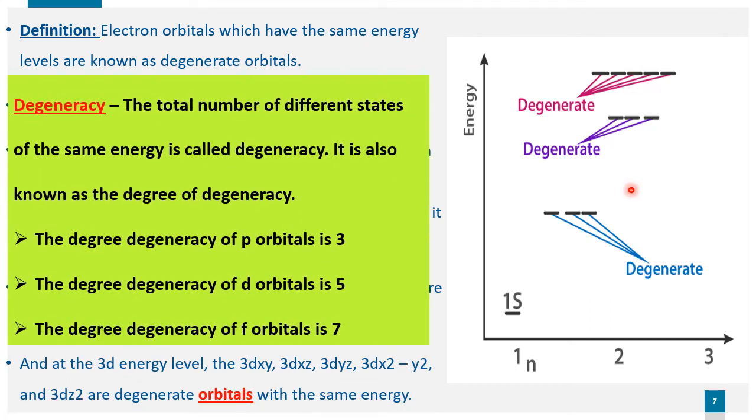What is degeneracy? Degeneracy means the total number of different states of the same energy. It is also known as the degree of degeneracy. For example, for the p orbitals, how many are there? px, py, pz. So they are all equal, three orbitals which have equal energy. And what is the degree of degeneracy? It is 3. For d, there are 5 d orbitals, all of equal energy, so 5 is the degree of degeneracy for d, and for f it is 7, depending upon the number of suborbitals in the case of p, d and f.